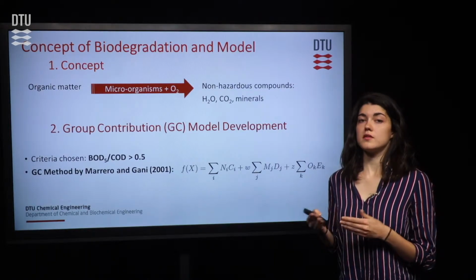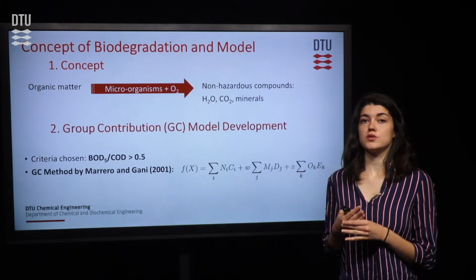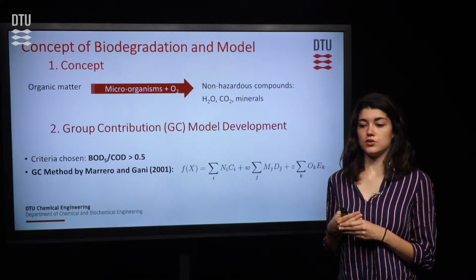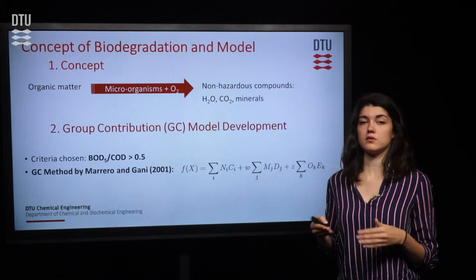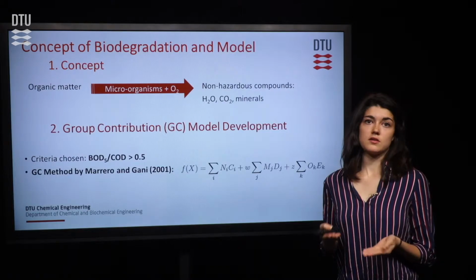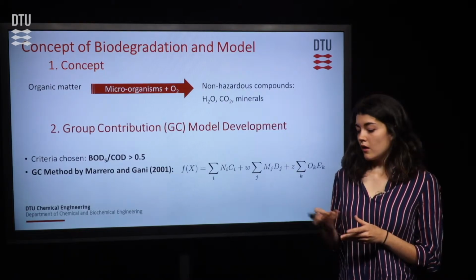So to find these different contributions, we use the least squares method, and to do it, we use some experimental values forming a database coming from different sources.